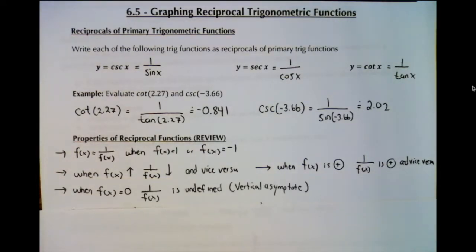Next property, this one's pretty important. When the original function equals 0, the reciprocal will be undefined. So we'll have vertical asymptotes wherever the original function equals 0. So wherever it crosses the x-axis, we're going to draw a vertical asymptote for our reciprocal function.